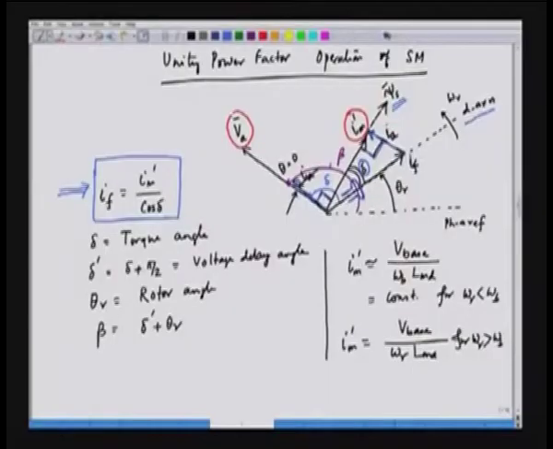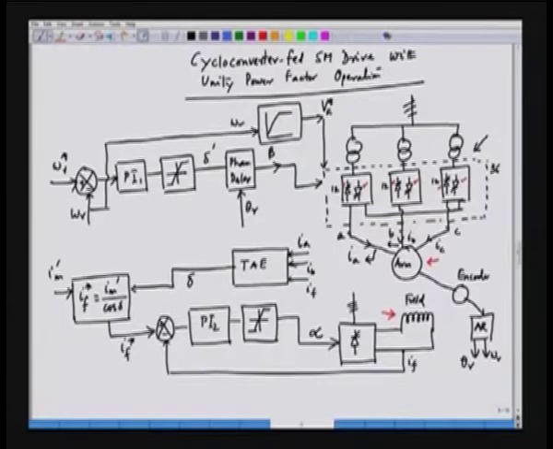So, this delta has to be found out, and to find out delta, we need a torque angle estimator. This is a torque angle estimator, which is a block in this particular block diagram. It is a computational block, and out of this we get the torque angle, that is delta. The torque angle is fed to this calculation block, and we get the reference field current as Im prime by cos delta. So, what is this torque angle estimator?